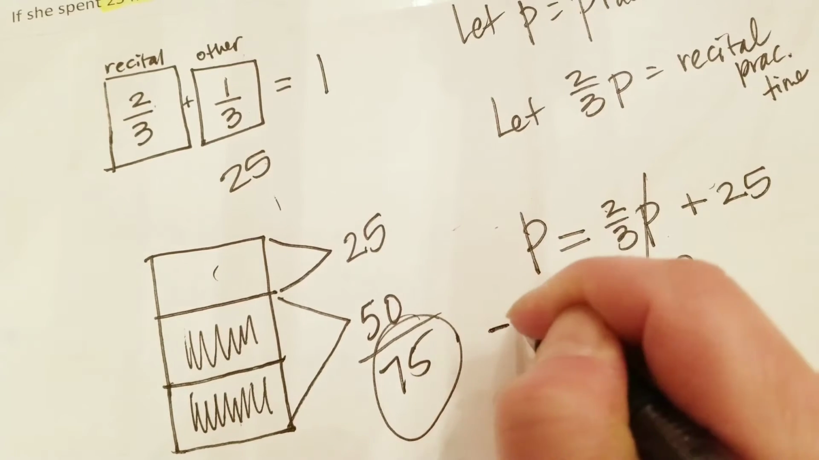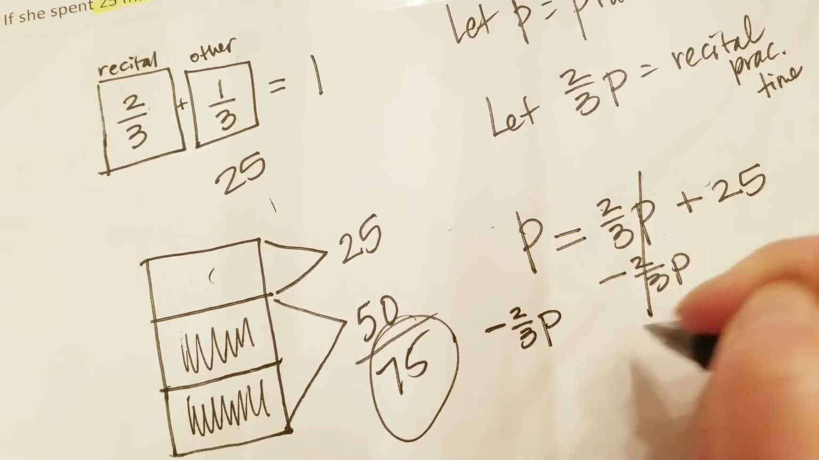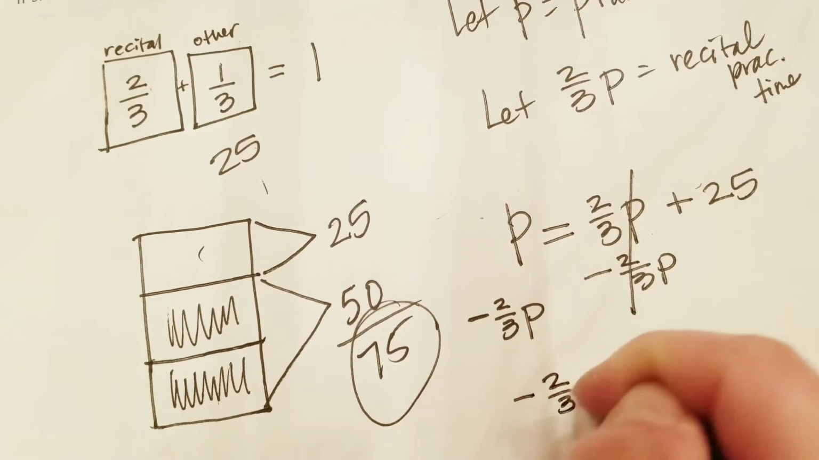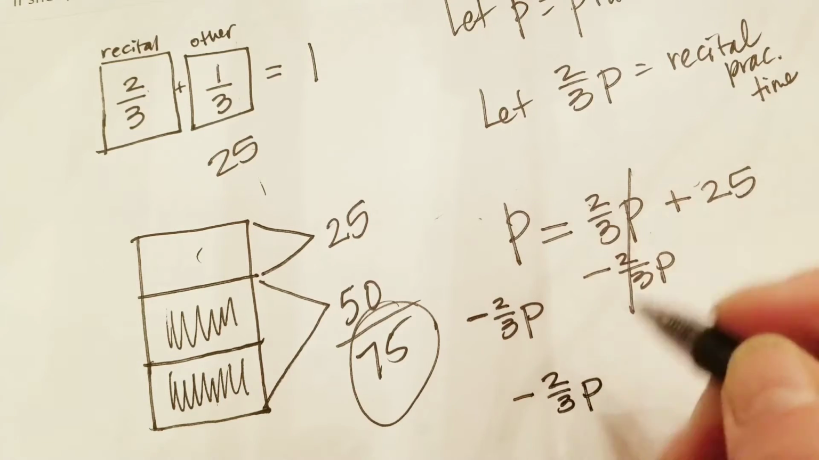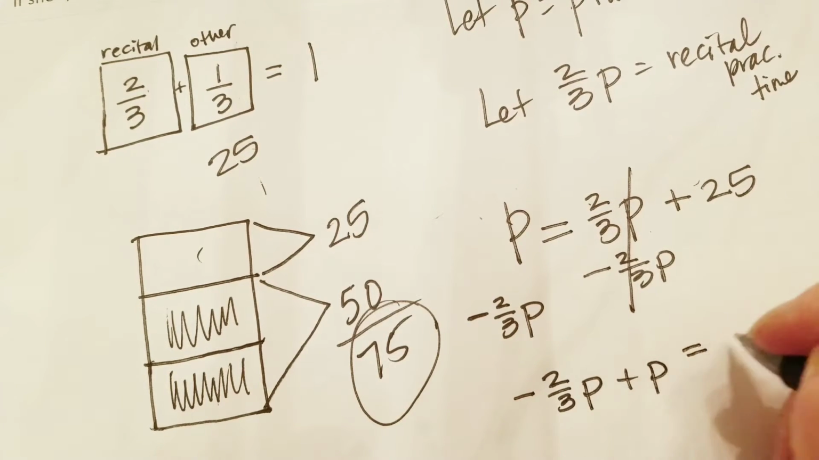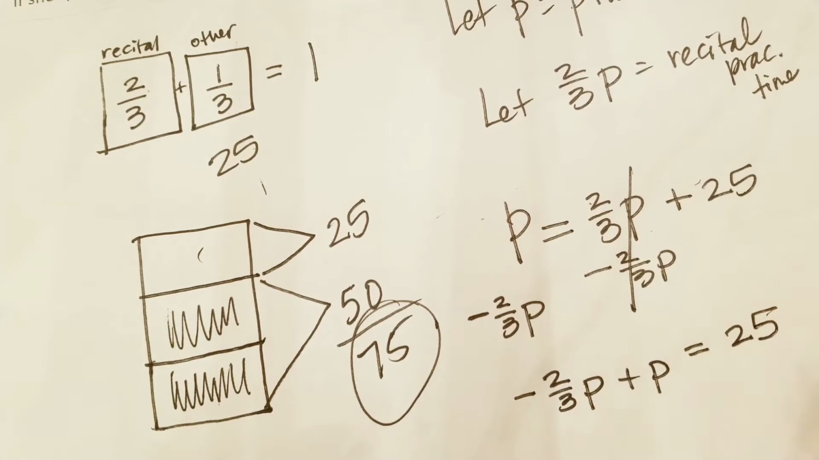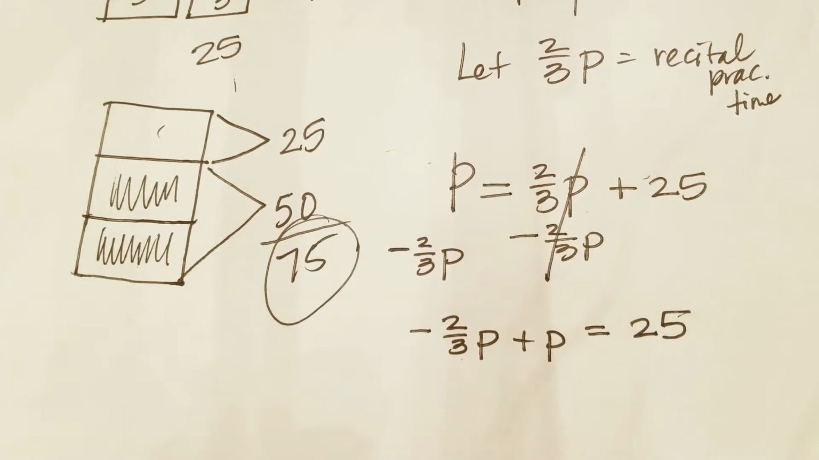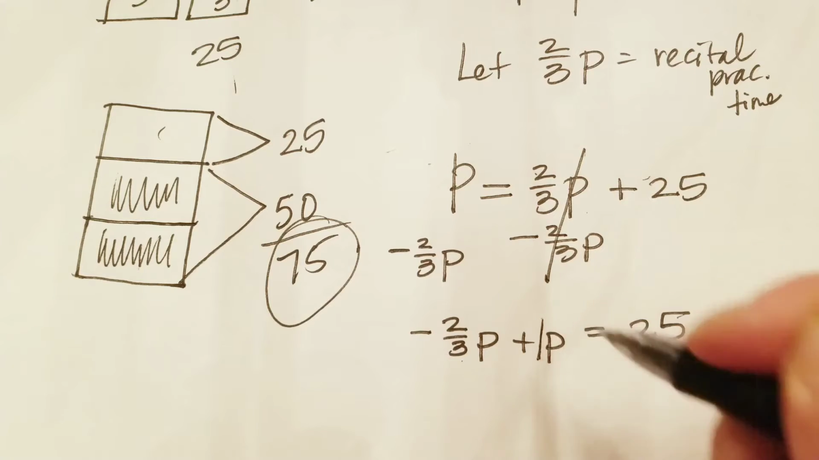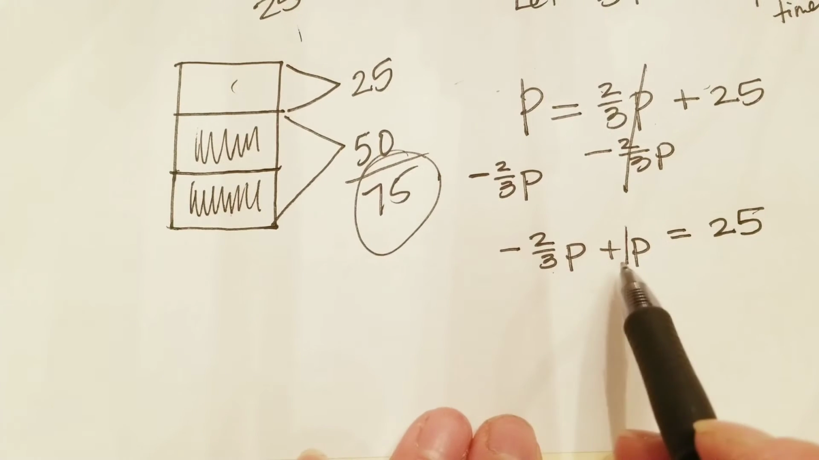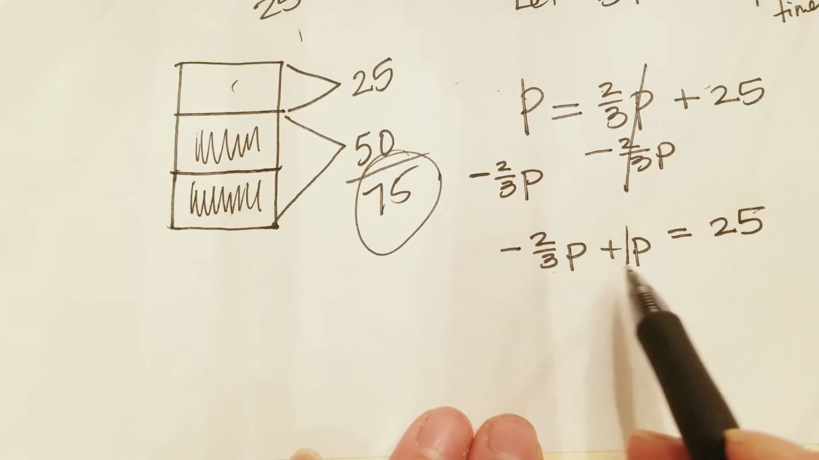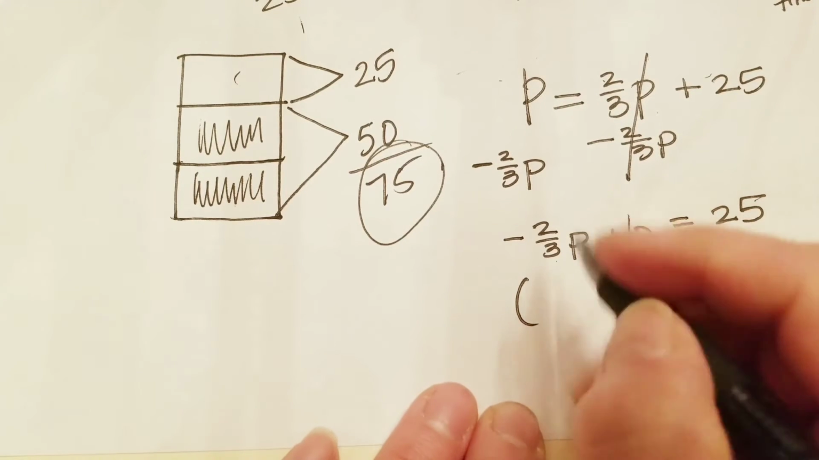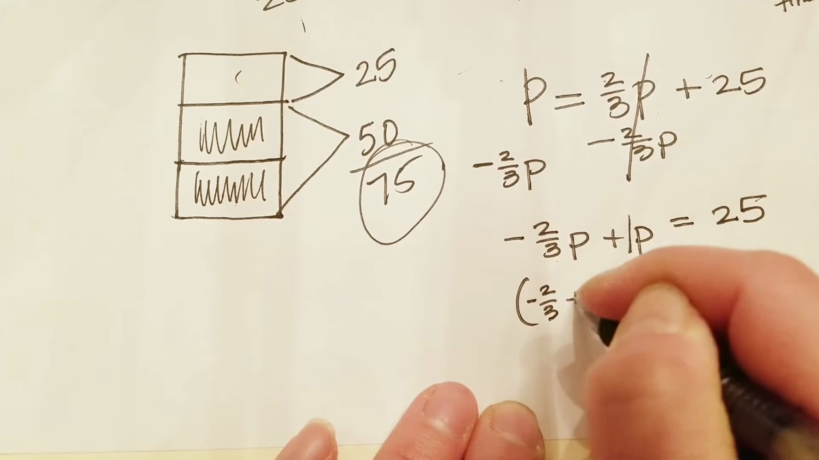And what I do to one side, I need to do to the other. So I'm going to rewrite all of this: minus 2/3 P plus this P equals 25. Now we have negative 2/3 P plus 1 P, right? Because there's that imaginary 1. And if you remember, we can pull out a P from here using the distributive property, kind of in reverse order. So we have a negative 2/3 plus 1.